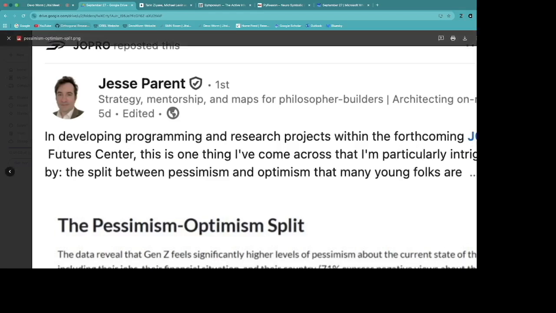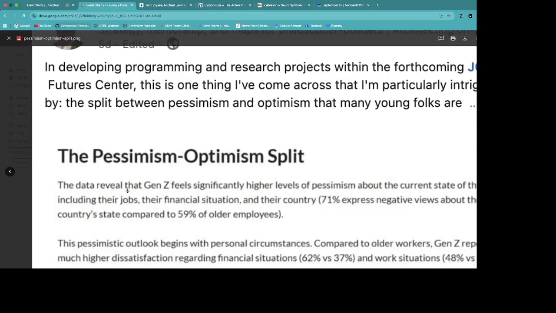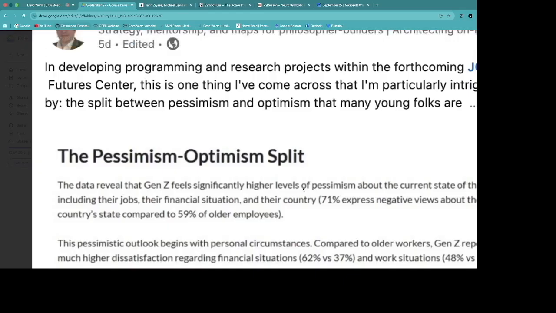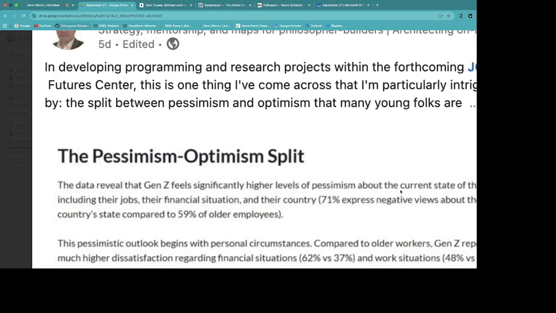So of course he's trying to develop this GeoPro Future Center, and in this post he's covering this pessimism optimism split. What that's referring to is some demographic data about Gen Z. The data reveal that Gen Z feels significantly higher levels of pessimism about the current state of things, including their jobs, their financial system, and the country, which is the United States. In this survey, 71% expressed negative views about the country's state, compared to 59% of older employees.